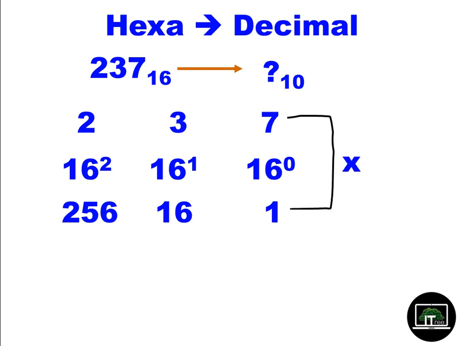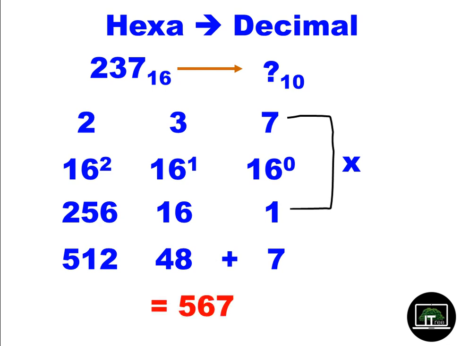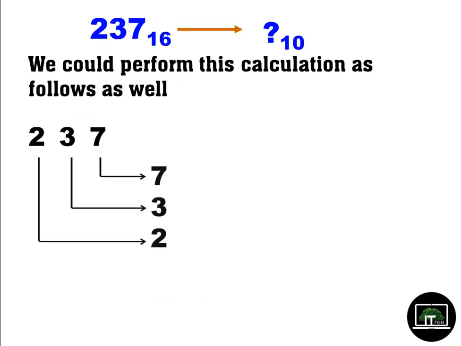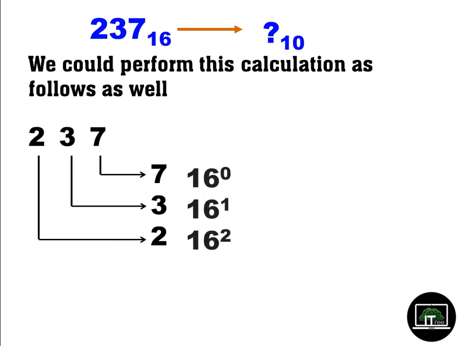You multiply these things together. So 1 multiplied by 7, 7. 16 multiplied by 3, 48. 256 multiplied by 2, 512. You add these things together. You get the answer 567. So when you convert 237 from hexadecimal to decimal, you get 567. You can do this one this way as well. As you know, you write the positional values.